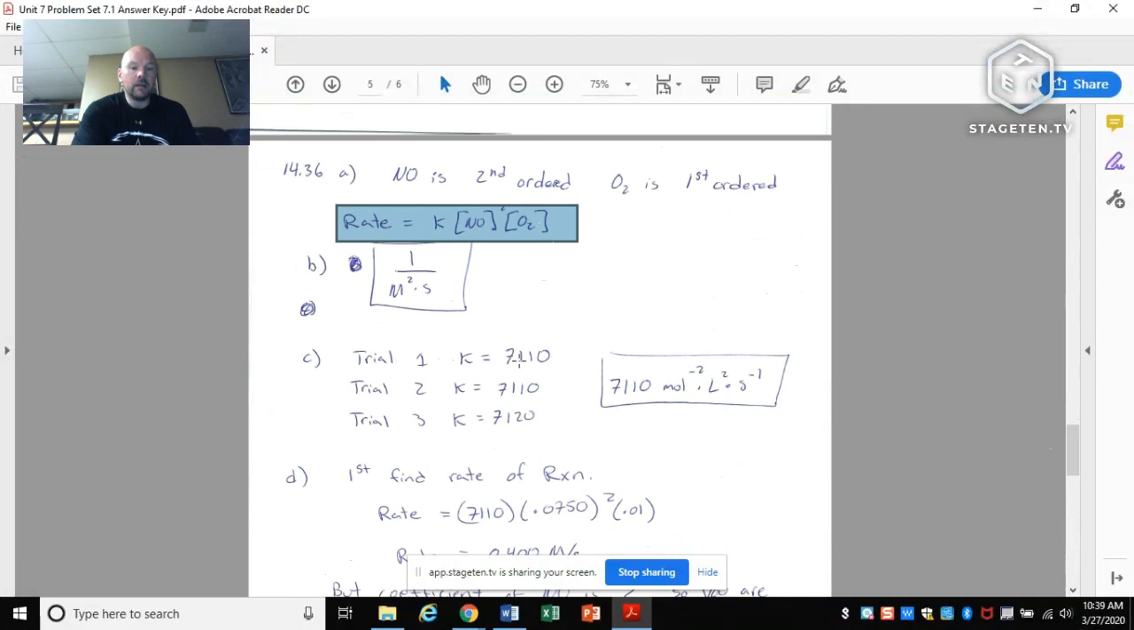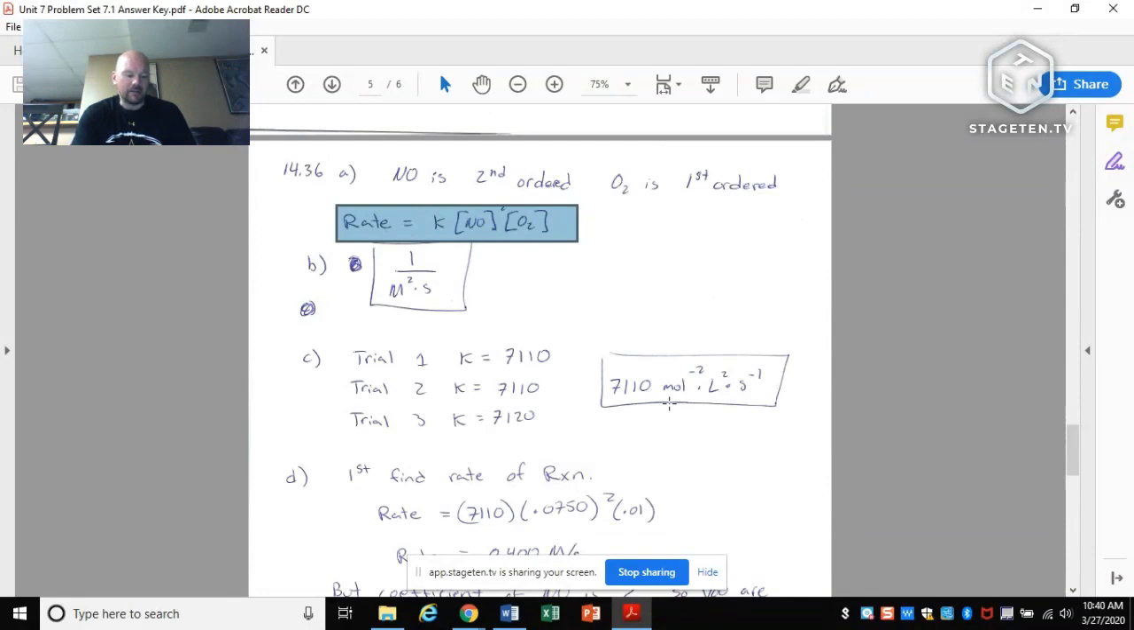So for trial 1, K came out to be that value. For trial 2, it came out to be the same value, but for trial 3, it came out to be that value. But if I take the average of these numbers and round to just 3 sig figs, it comes out to be that value. You know, if you're not worried about sig digs, obviously it's not going to be exactly this, but that's what it's asking.